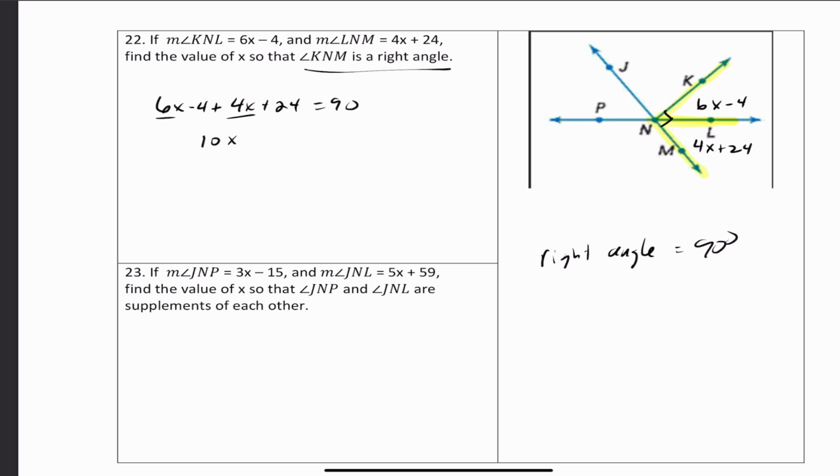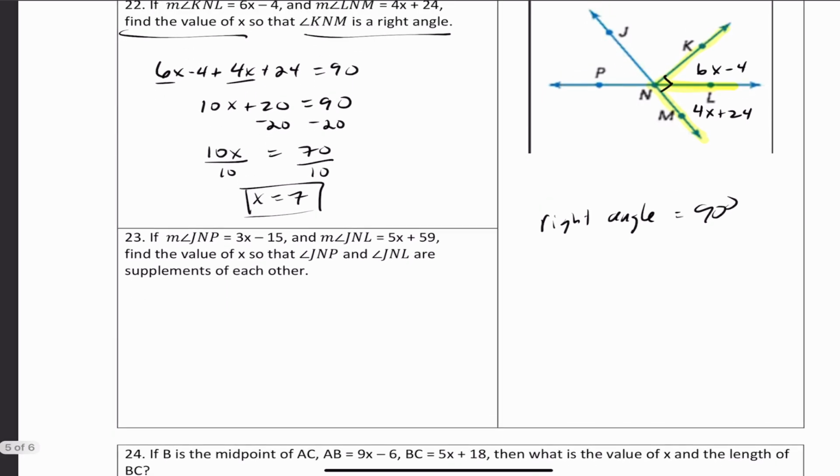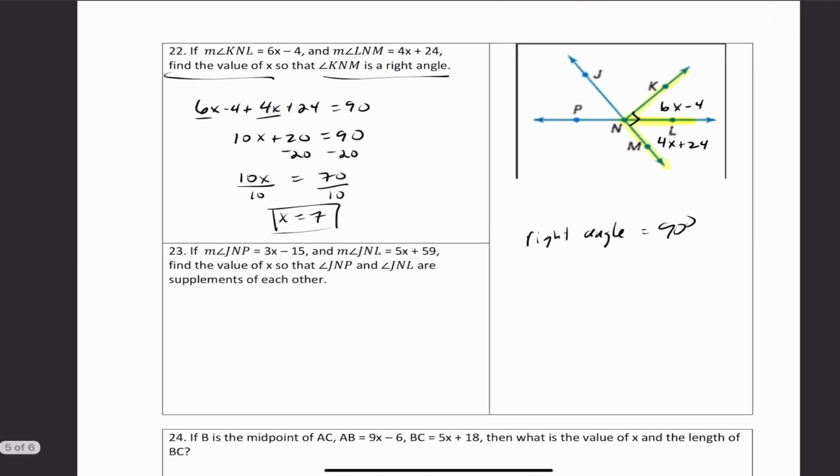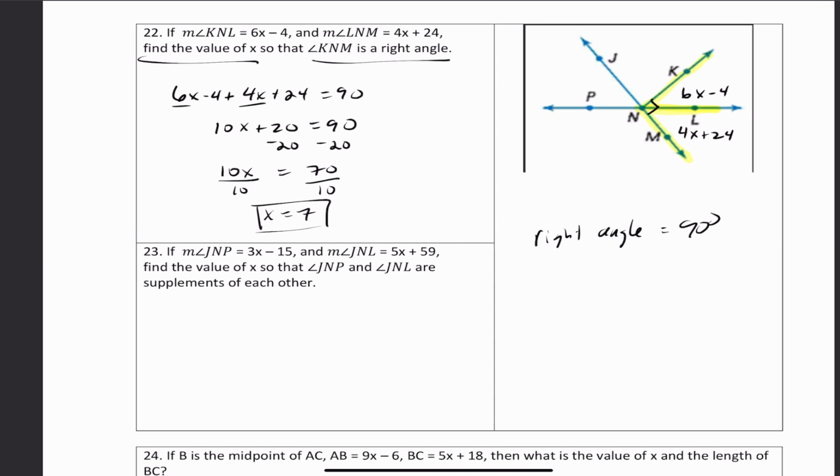So then 10x plus 20 equals 90, minus the 20. So I have 10x equals 70, divide, so x is equal to 7. And I'm just going back to the question, and it says find the value of x. So I already did that, and I'm going to leave it as is, okay? Now, the next question is, if measure angle JNP is 3x minus 15, and the measure angle JNL is 5x plus 59.